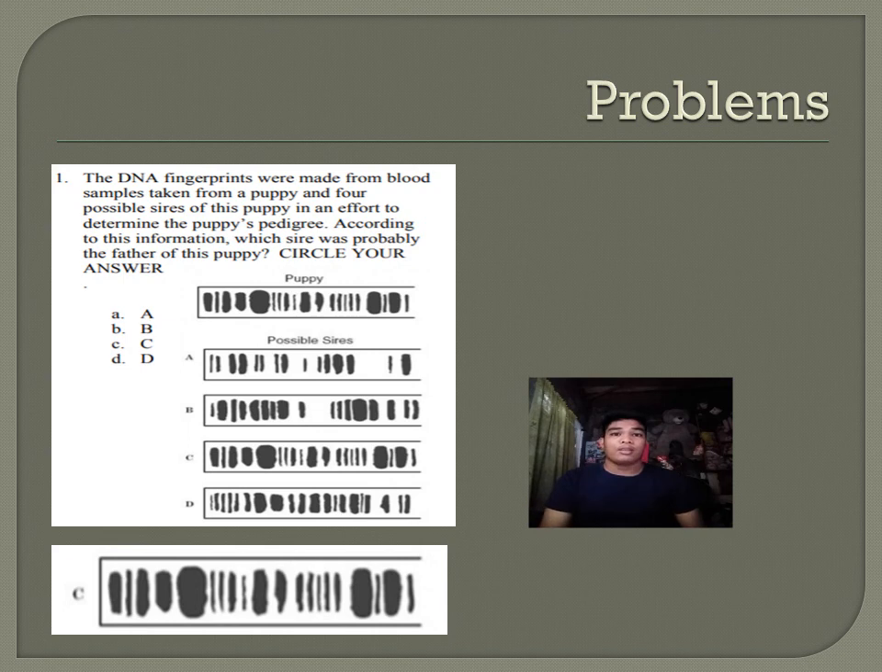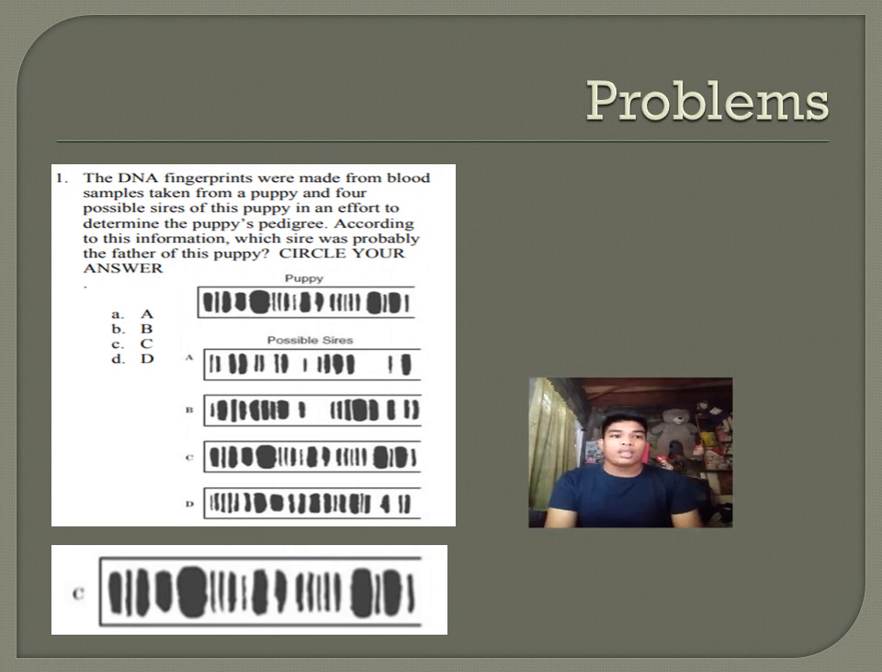Here are the problems. Problem number 1. The DNA fingerprints were made from blood samples taken from a puppy and 4 possible sires of this puppy in an effort to determine the puppy's pedigree. According to this information, which sire was probably the father of this puppy? So my answer is letter C because the puppy and letter C have the same profile of DNA, or they have the same sets of grid lines.